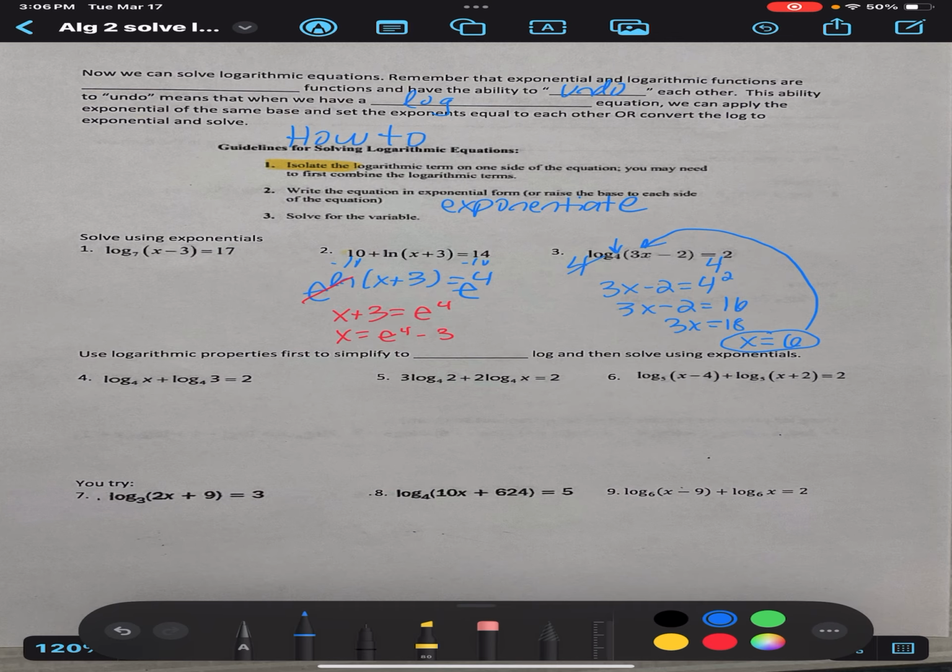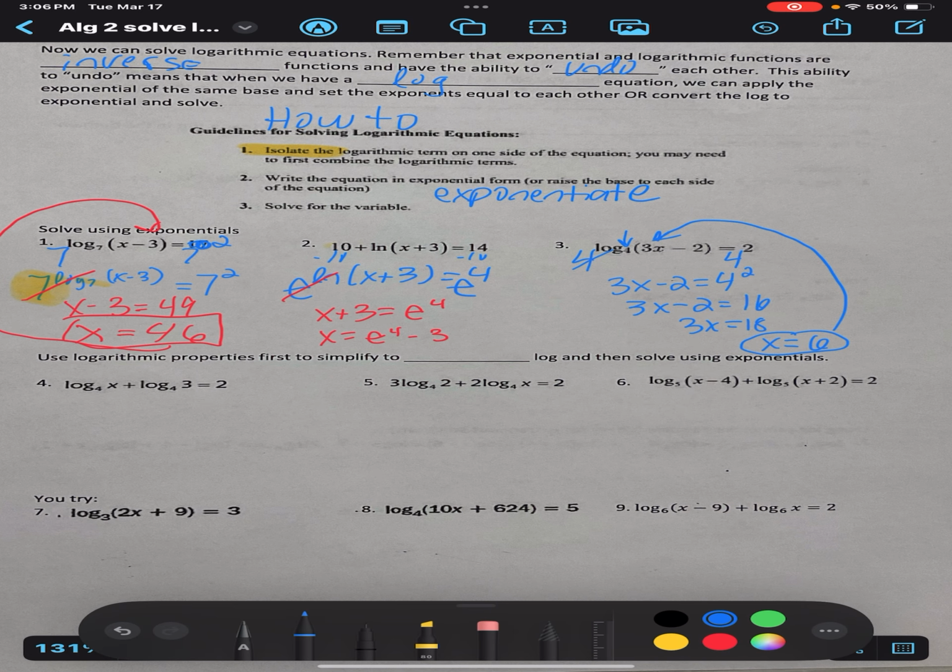All right, almost finished. It says use the logarithmic properties first to simplify to 1 log. So we are, again, condensing first, and then we're going to solve. So already I'm going to tell you we're not going to do this one, so there you go.